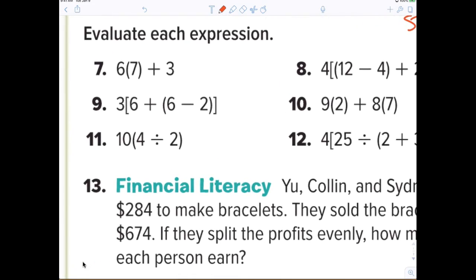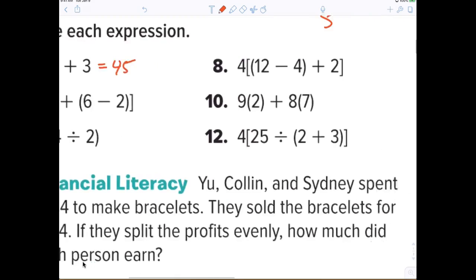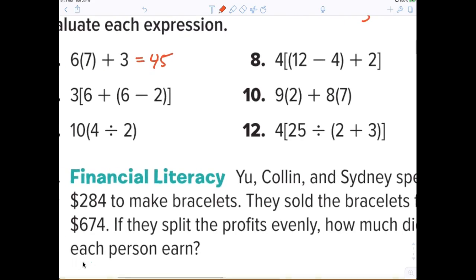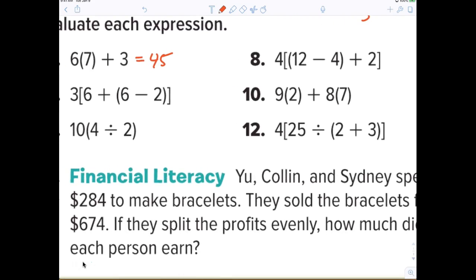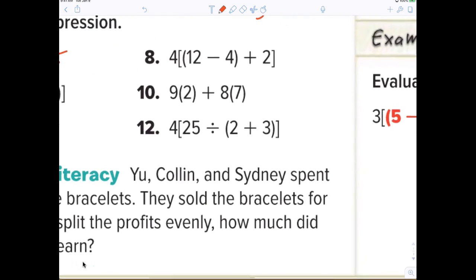Let's check out number 7. Did you get this one? What is it? Are you having trouble with 6 times 7 or 42 plus 3? All right. Be careful, then tomorrow. You got lots of studying tonight. Jack, you're up. Tell me what 8 is. What'd you get?